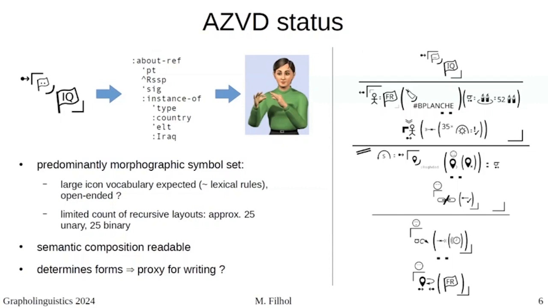Right? And they could be phonographic sometimes. But otherwise, the other combining rules will be about 25 unary. It's the order of magnitude because it kind of fluctuates. 25 unary and 25 binary. And so that's not too many for a system. So since it determines forms, looks scriptable, readable.